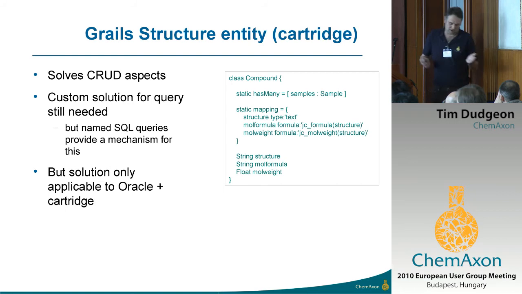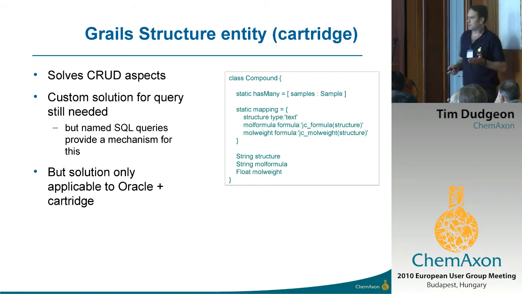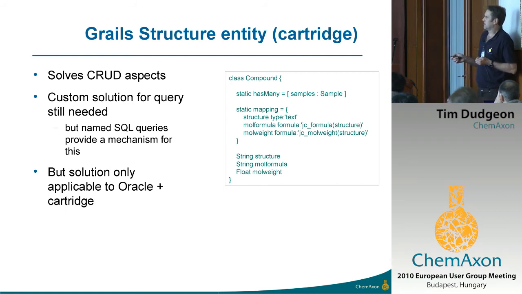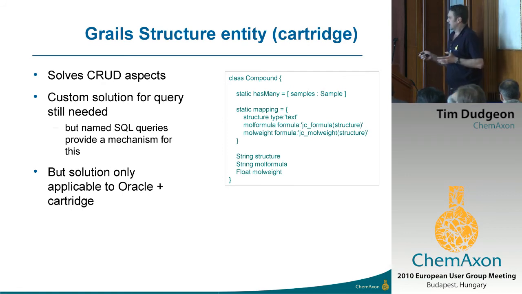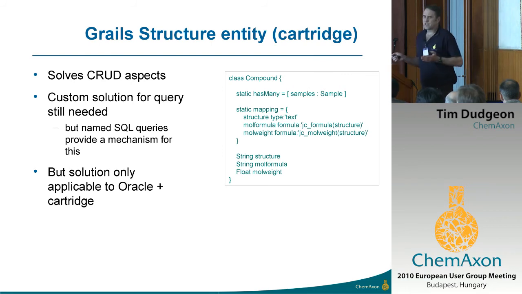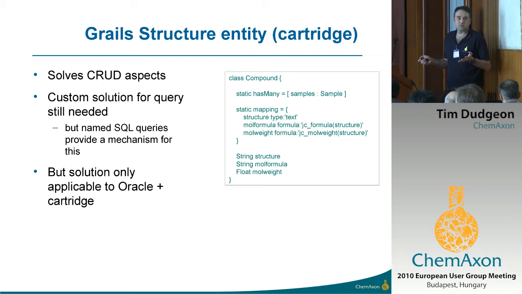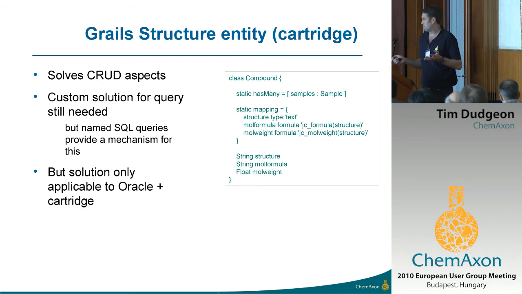Problem is, we're not solving query. Query still needs a custom implementation, but there is a solution to that. Named SQL queries are implemented by Hibernate, so we can use named queries. It's not a completely clean solution, but it works. So basically, with JChem Cartridge, we can end up with a solution that can use persistence frameworks reasonably easily. There is a problem, though, from my conceptual point of view.